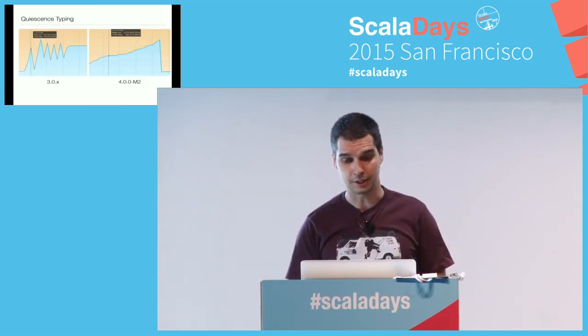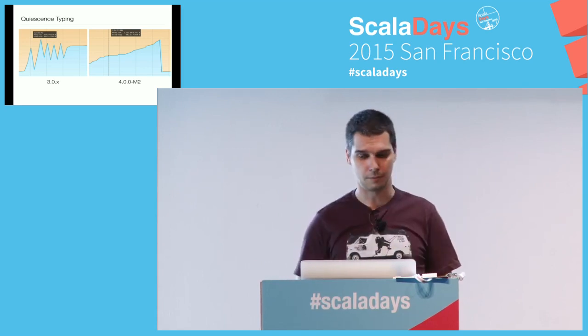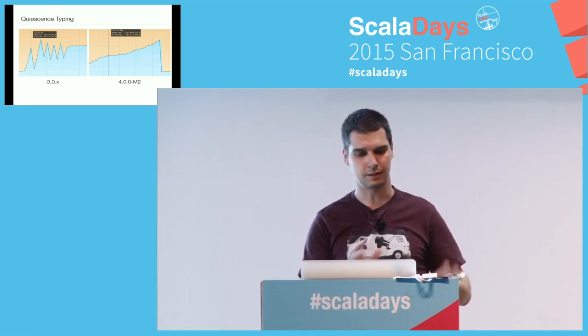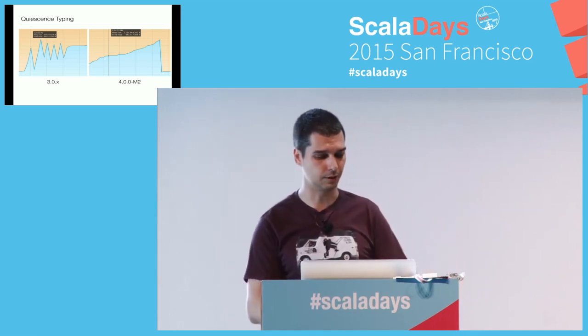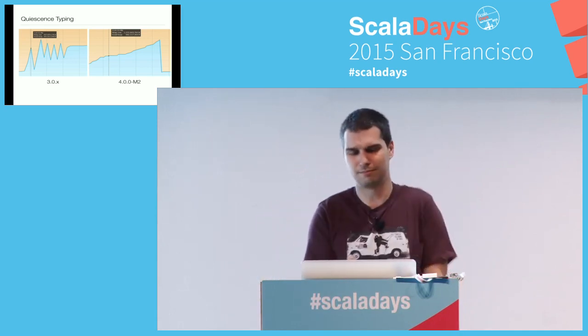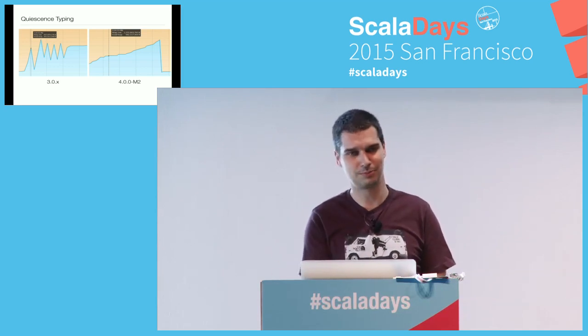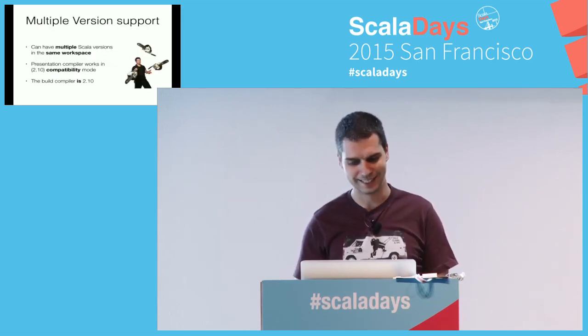Yeah, quiescence type checking. This is really a screenshot from, I think it's Visual VM, by typing in an editor. So that's how the heap goes up and down on a previous version. I don't want to insist too much. It's there. There is a change.